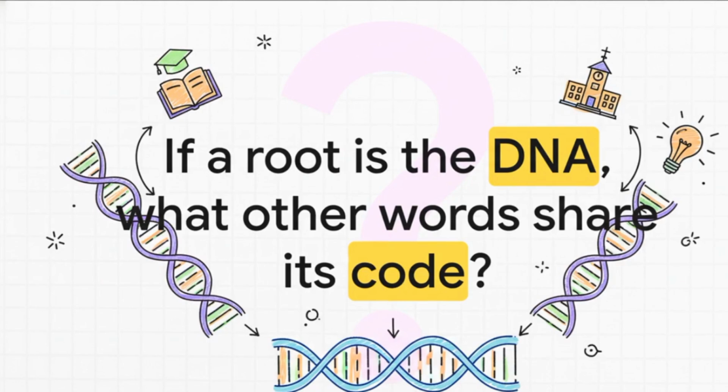So once you grasp this idea of the root, you start seeing these amazing connections everywhere. If DRS is the DNA for the verb to study, just think about all the other related words that might share its genetic code, like student, or school, or lesson. When you unlock one root, you're not just learning one word, you're unlocking an entire family of them. And that is the elegant, hidden logic of Arabic.